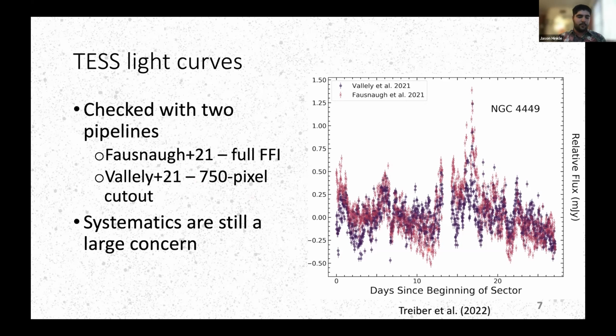So on the right, I'm showing one of our most interesting candidates, NGC 4449, which is a very nearby dwarf galaxy at only 6 megaparsecs. And as you can see, there is this very clear short-term stochastic variability that is indicative of AGN activity. Of course, the two pipelines agree quite well in general, but we do note that near the beginning of the sectors and the data downlink, there are some disagreements, which might be indicative that there are still some systematics that we need to take into account.